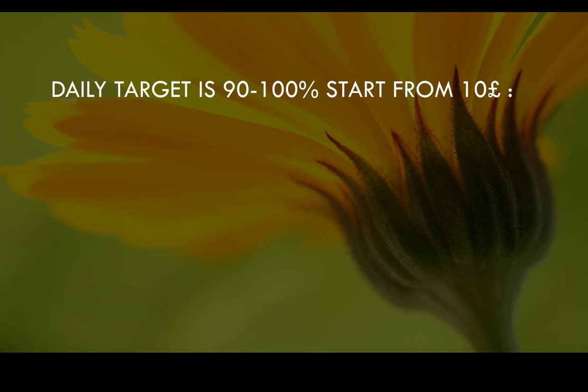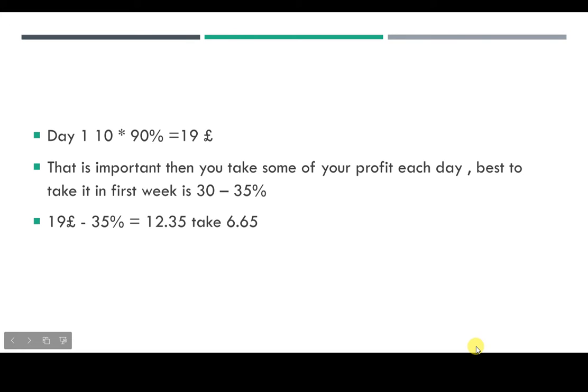What I will be talking about today is a daily target between 90 and 100%. That's basically double, starting from £10. For some of you maybe that's not much, but you will see why I chose £10. On binary.com we can make between 90 and 100% per day with between 1 and 2 trades, which will take just a couple of hours, sometimes less than an hour. But let's start. Day one, £10 gives us 19 quid.